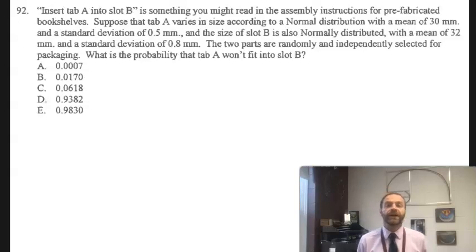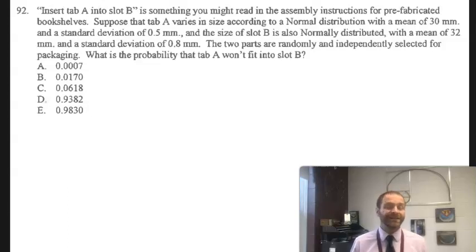We're looking at question 92 on the AP midterm review packet. In this one, we're told the scenario is insert tab A into slot B. Now, the second sentence gives us everything we really need, and that is the shape, the center, and the spread for tab A and for slot B.